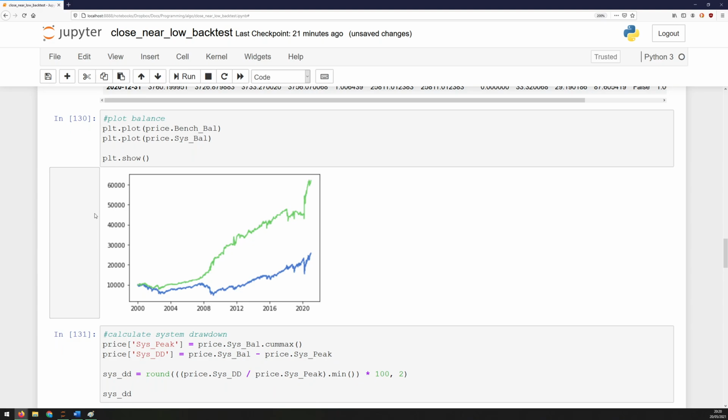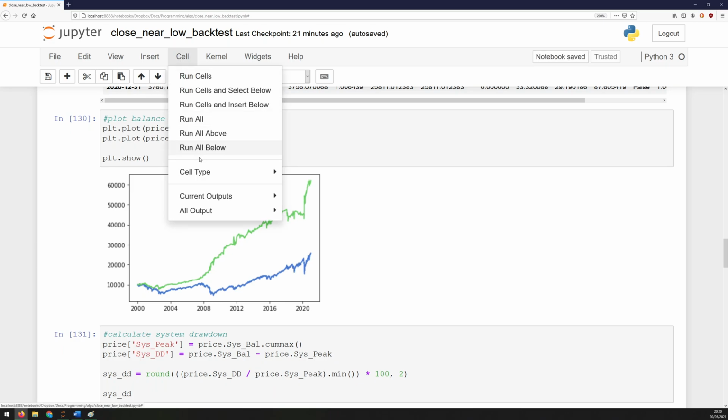Hello folks, in this video I will share the results of a strategy that I've been testing. I tested it on a few different symbols, and this chart here shows the result on the S&P 500. The blue line is a buy and hold of the S&P, so essentially it's the underlying index, while the green line is the system balance, which you can see outperforms the benchmark by a good amount.